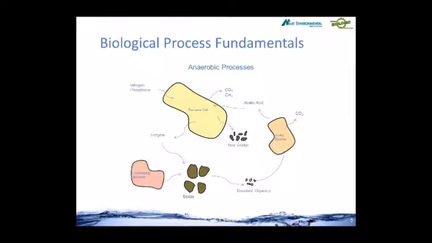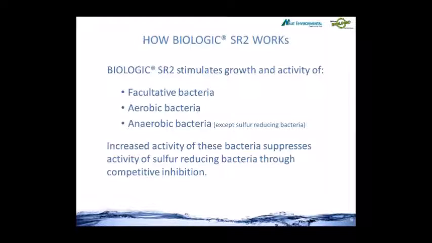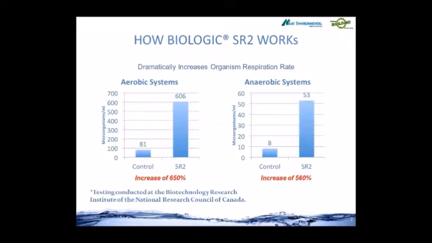Anaerobic systems only produce 10% of the biosolids that an aerobic process produces, and that's very important as I go through this presentation. So our product stimulates the growth and activity of facultative bacteria, aerobes, and anaerobic bacteria. But at the same time, the accelerated activity of these bacteria reduces the activity of sulfur-reducing bacteria through competitive inhibition. So we have an immediate impact on the reduction of odors in wastewater plants at all stages of plant operation.